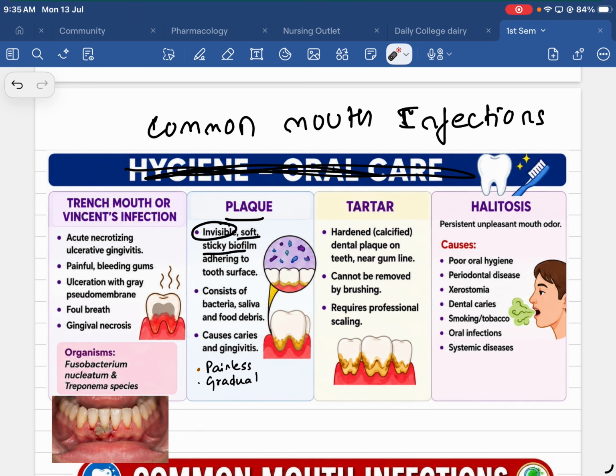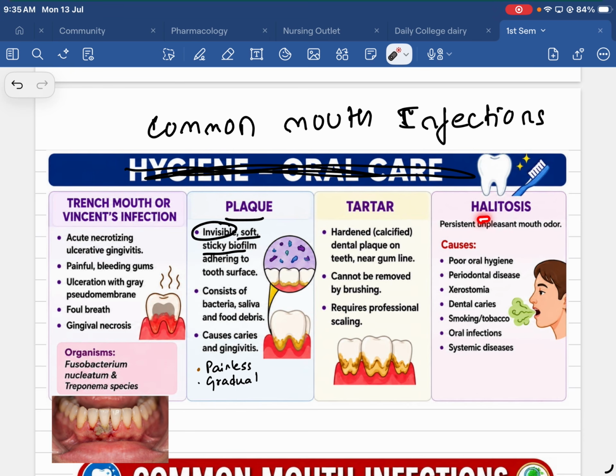So what else can we do then? We can ask for the professional scaling method. You also have the flossing method, right? That one we can also do. So that is tartar. Tartar means hardened dental plaque. If they ask only about plaque, at that time you should say it is an invisible, soft, sticky biofilm adhering to the tooth surface and giving bacteria the opportunity to cause gingivitis, right? Are you understanding?